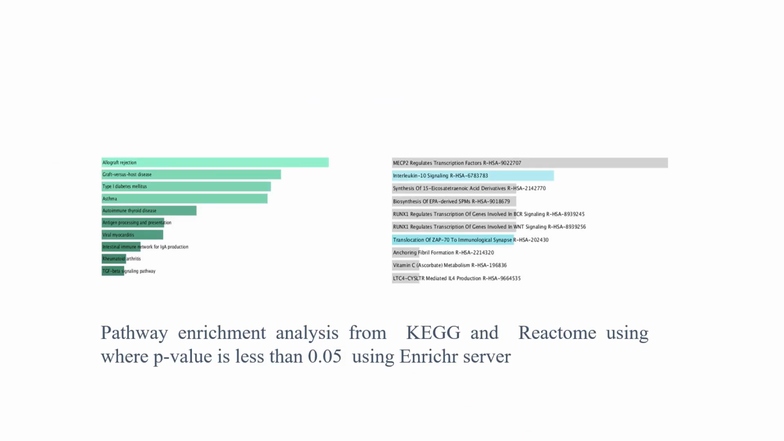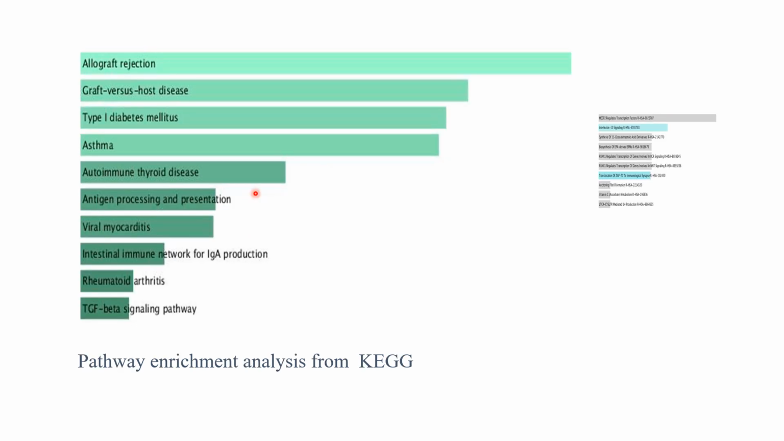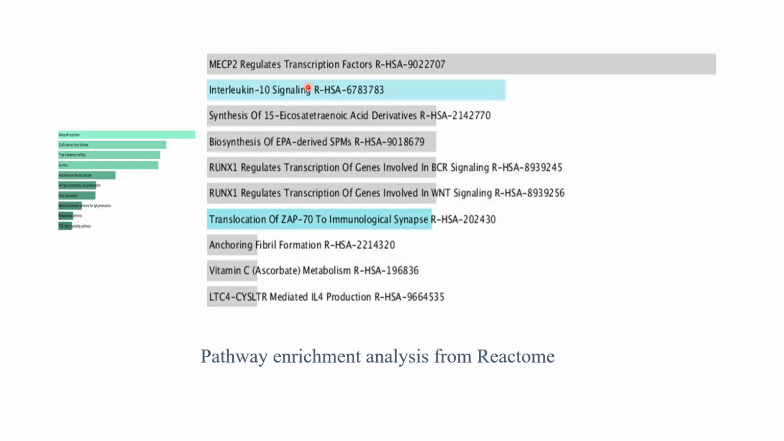And now we see the pathway enrichment analysis from KEGG and Reactome. In KEGG, allograft rejection achieved first rank. And also we see that MECP2 regulates transcription of RHOA is a top rank in the Reactome analysis.